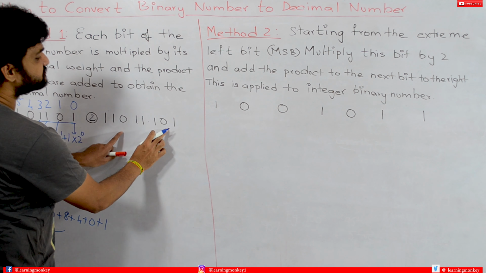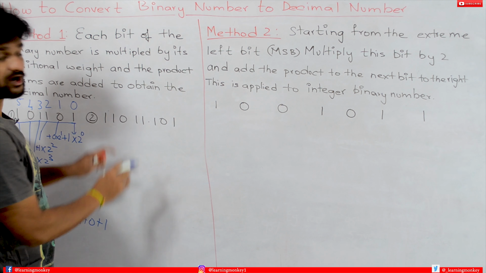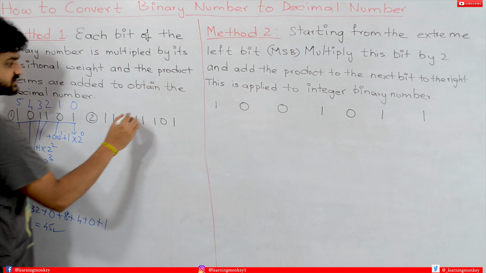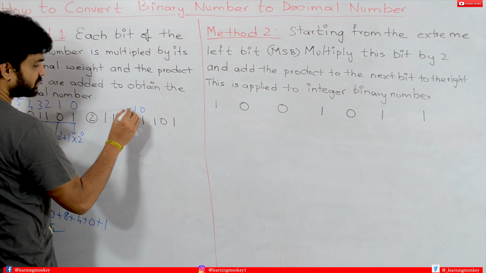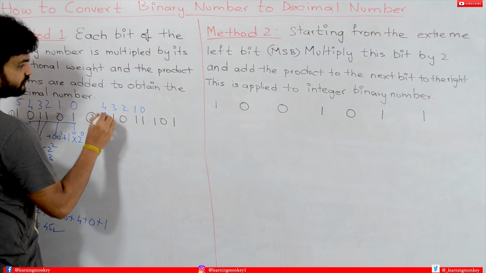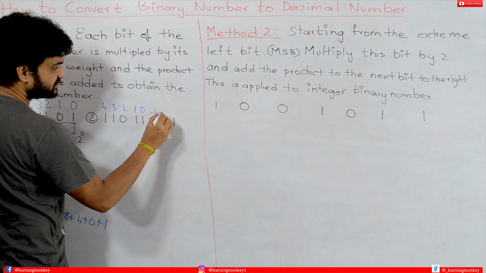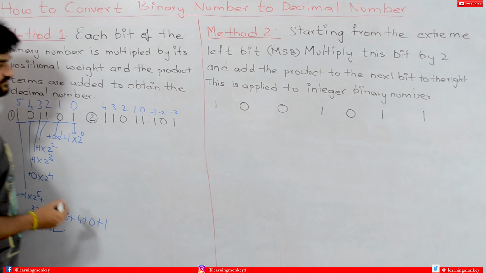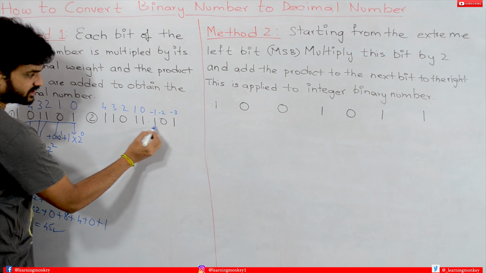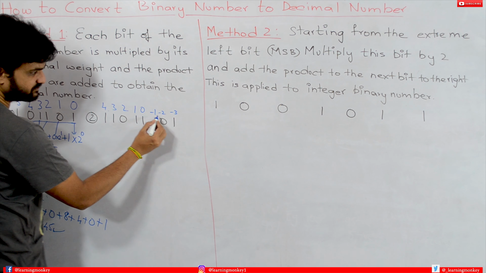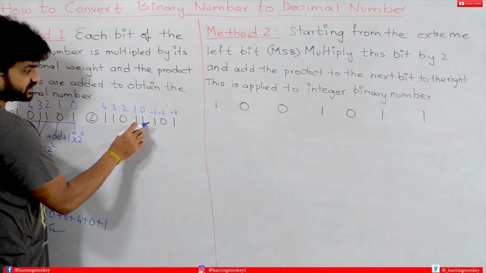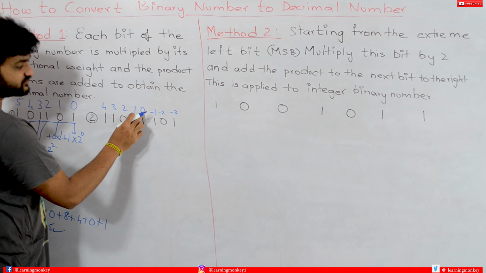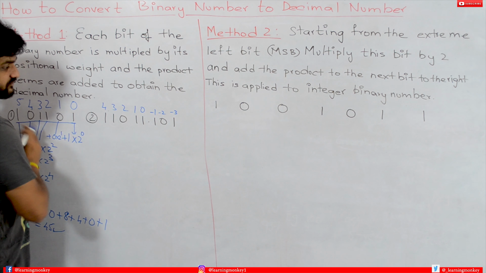Similarly, what is the decimal value of this binary number? How to find it? As we have discussed, we first have to know the positions: 1, 2, 3, 4, and then -1, -2 and -3. Anything to the right of the decimal point starts from -1 and gets decremented, and anything to the left of the decimal point starts from 0 and gets incremented.